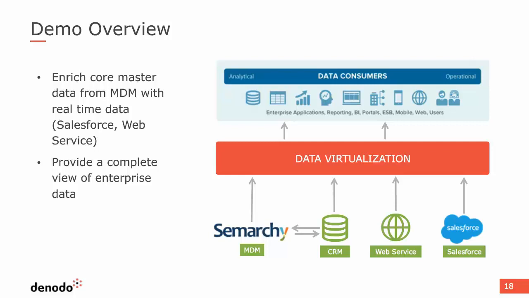The data sources we will be connecting to include a CRM for customer data. We'll connect to a Semarchy MDM to get that golden record of our customer. We'll also look at a web service to get credit ratings, and then Salesforce, which will give us our most current leads that might have been added by marketing.